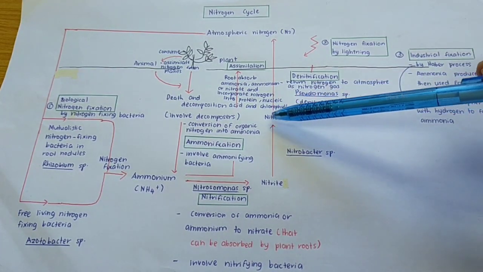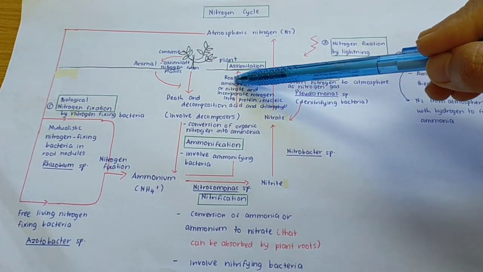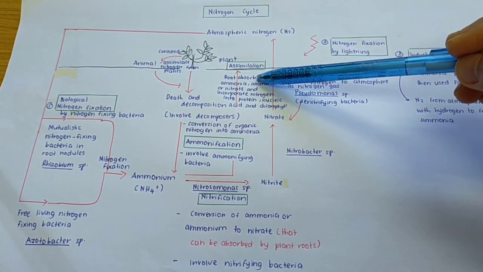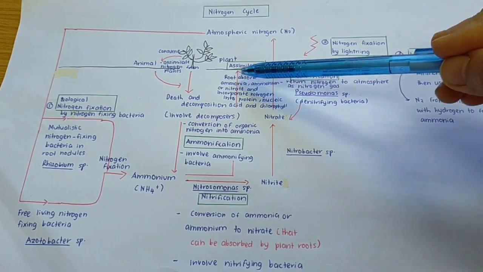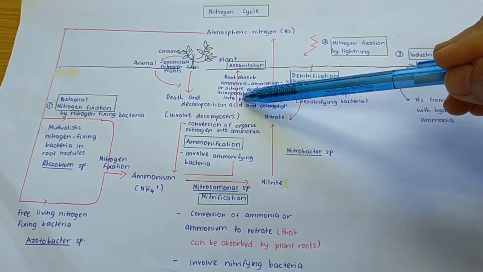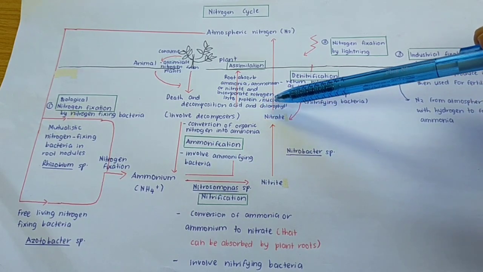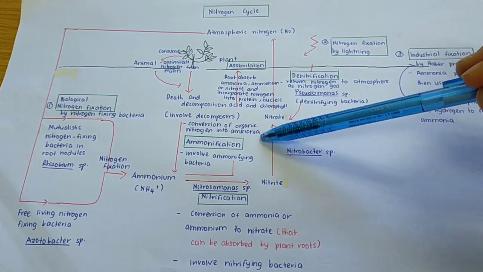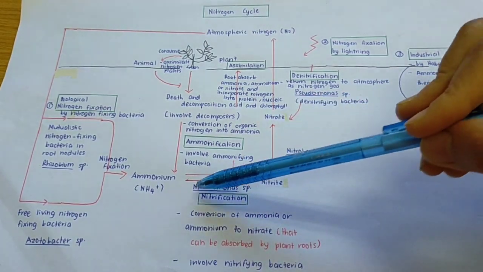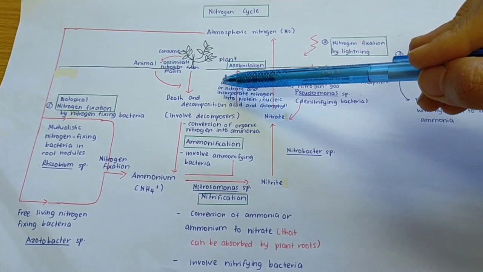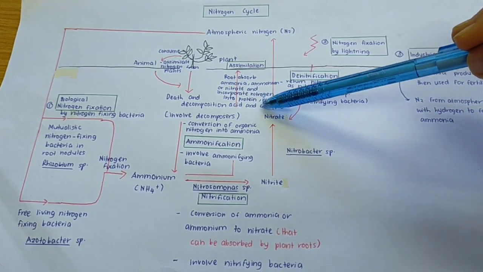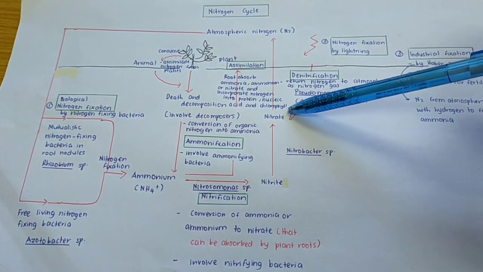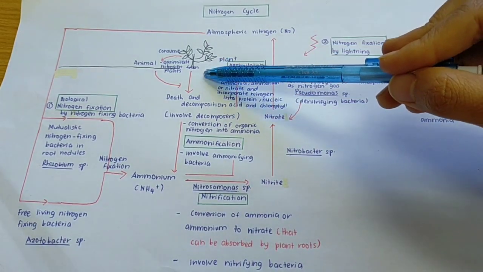Okay, next we look at assimilation. What is assimilation? The root will absorb ammonia, ammonium or nitrate and incorporate the nitrogen into protein, nucleic acid and also chlorophyll. Once ammonium and nitrate are found in the soil, the roots of the plant can absorb nitrate and also ammonium. The function of nitrate is to act as a nutrient for the plant.